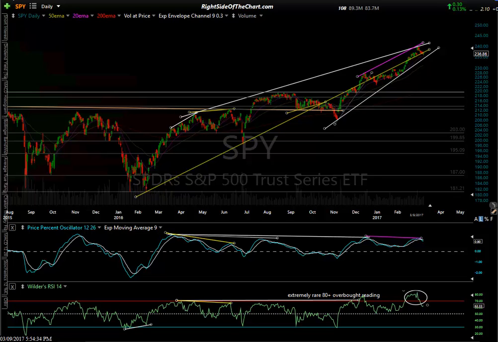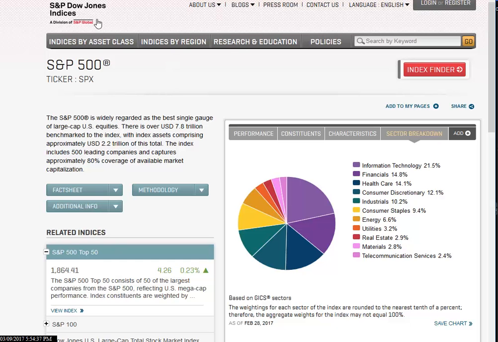Now, a quick Google search will bring this up. This is straight from the S&P, Standard & Poor's Dow Jones Indices. This is their website showing you the sector breakdown, so this is accurate. Technology at 21%, financials at almost 15%, healthcare at 14%. You go down the line, and here are the weightings right there. So that's what the S&P 500 is made up of.